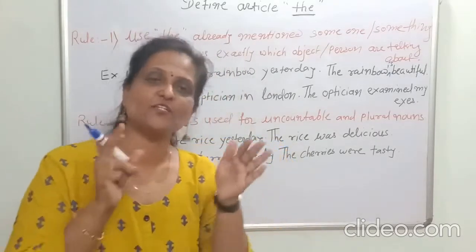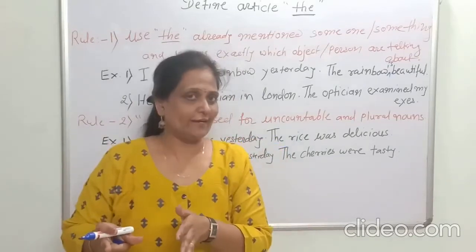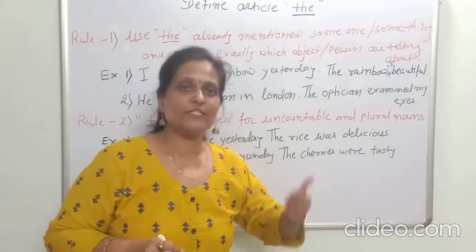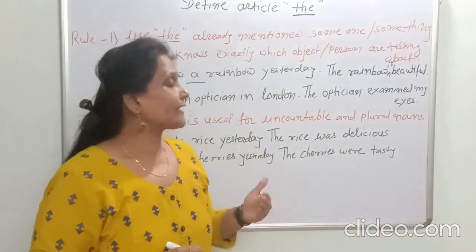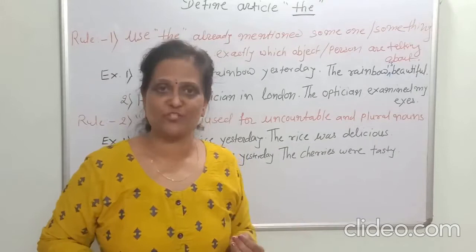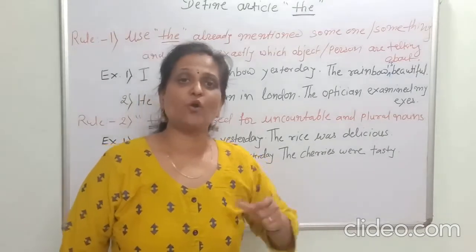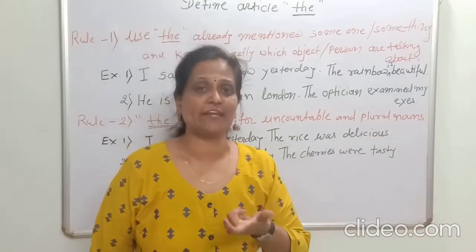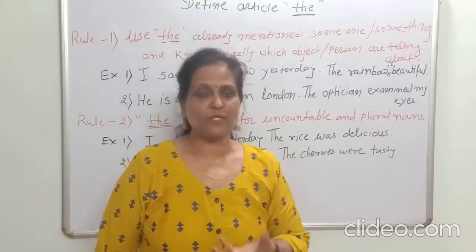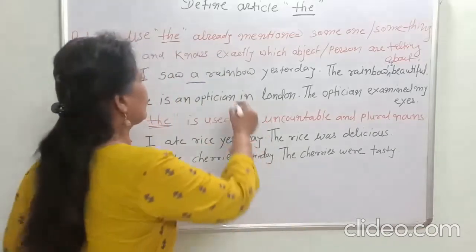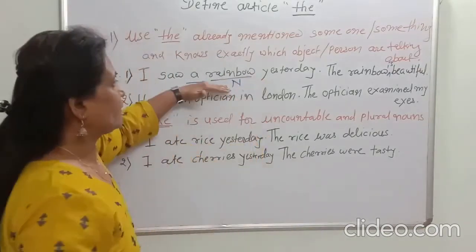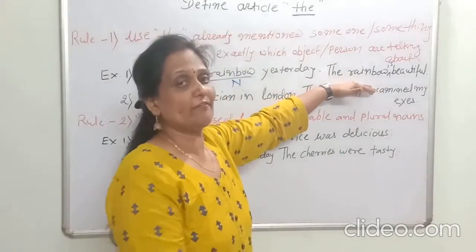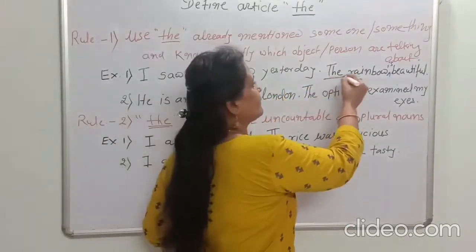In the first sentence we already mentioned the rainbow, the first time. In the next sentence, continuing, I again said the rainbow is beautiful. It means I am talking about the object which I know and which my friend knows, referring exactly to the noun. Rainbow is a noun. We mentioned it the first time, and here I mentioned it the second time. Since it was already mentioned, I write the here.